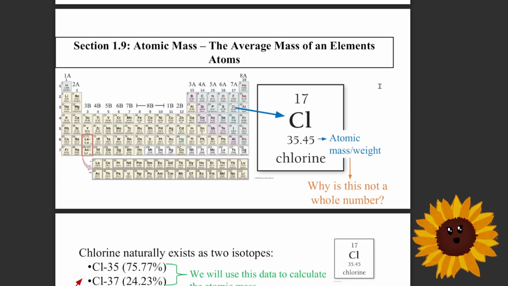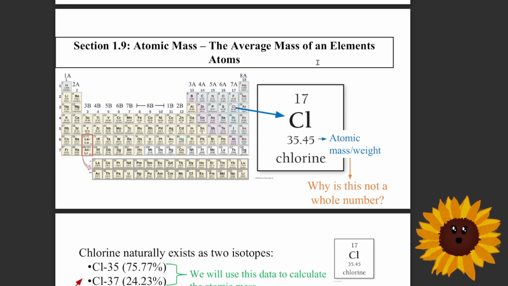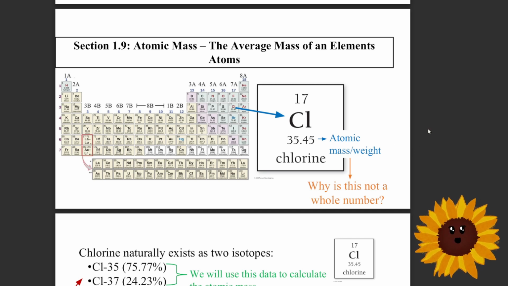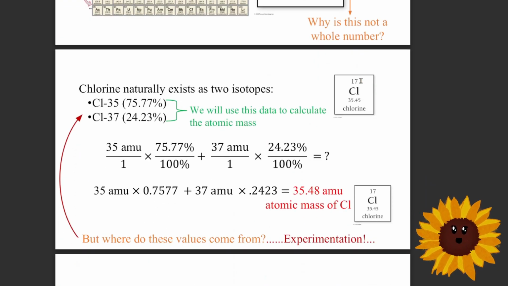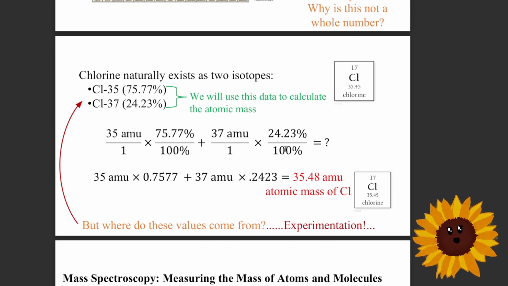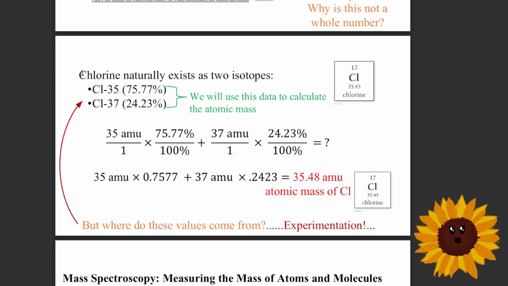So next we have atomic mass. So the average mass of an element's atoms. Chlorine, for example, has 35.45 atomic mass weight, or grams per mole. So why is this not a whole number? It's because chlorine has two naturally occurring isotopes. So this is kind of like the combination of it. This is how we find out the grams per mole.